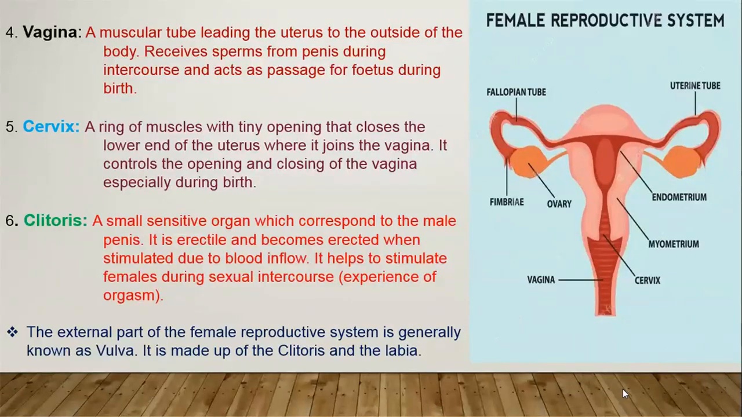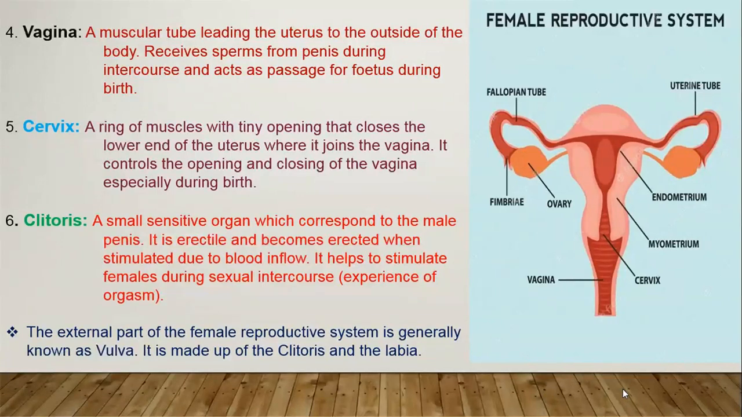Now number 6 is the clitoris. It's a small sensitive organ which corresponds to the male penis. It is erectile and can become erect when stimulated due to inflow of blood into it. It helps to stimulate the female during sexual intercourse. In another word, it's just like the penis of a male in terms of its function. It helps to stimulate sexual pleasure.